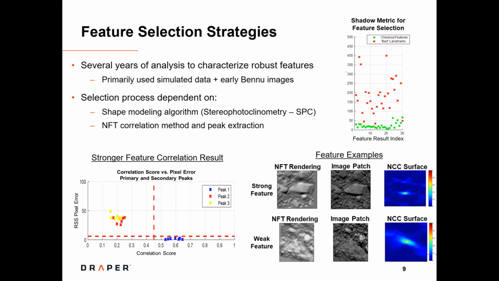And so we did do some studies with Bennu trying to characterize the shadow and the feature content for what makes a good feature, and we found some metrics there. But that was kind of an example of where simulated data really doesn't necessarily help when it doesn't match what you're actually going to see in the images.